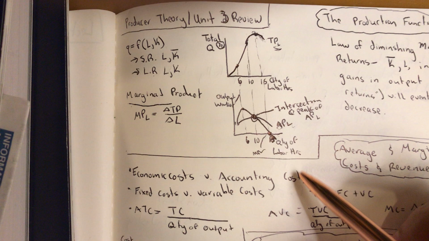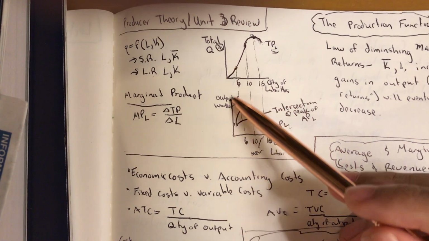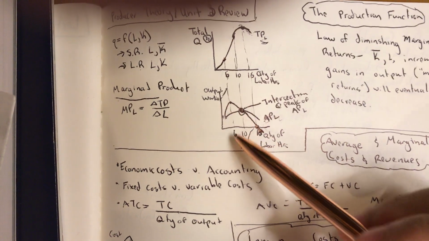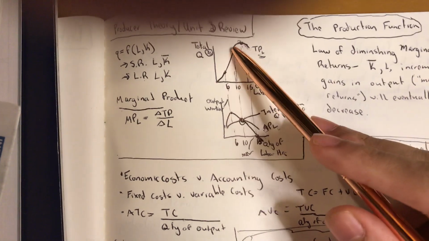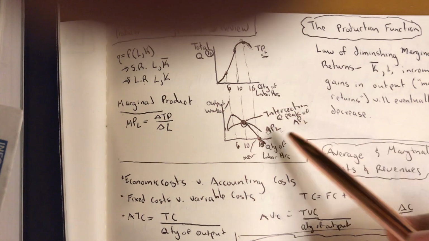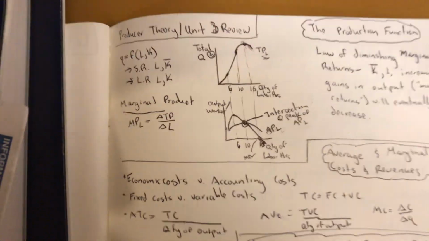But I just went ahead and put quantity of labor hours to keep it similar to your Princeton review. And then on the y-axis is output per worker here. And then we can sort of see the relationships between the total product of labor curve and the average product of labor curve, and then this marginal product of labor curve.